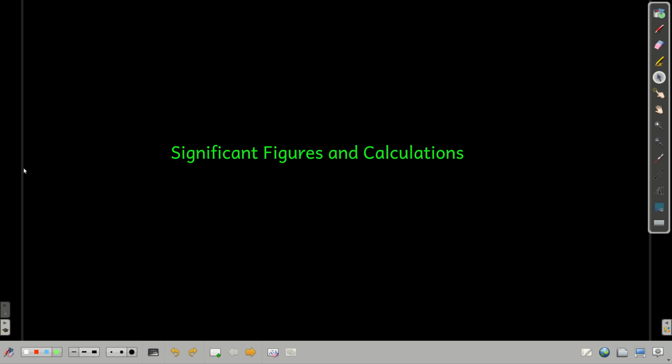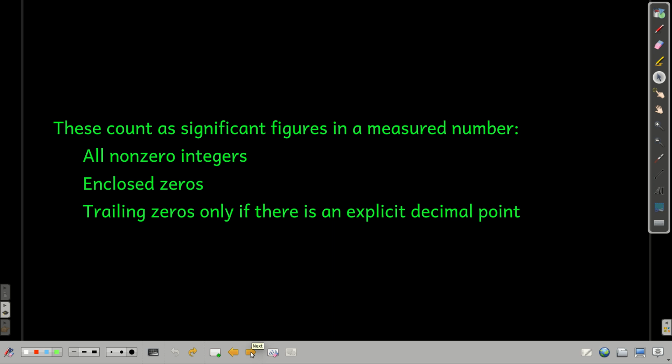One of the things that we need to be able to do in order to carry the information about the accuracy or precision of that measurement through the calculations is to know how many significant figures there are in a number. So that's what this is, just how to look at a number that came from a measurement and tell how many significant figures there are. So there are some rules, okay?